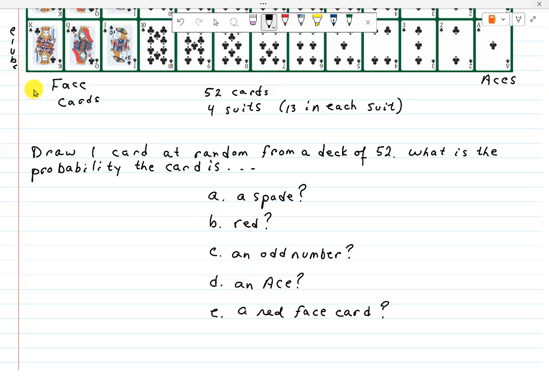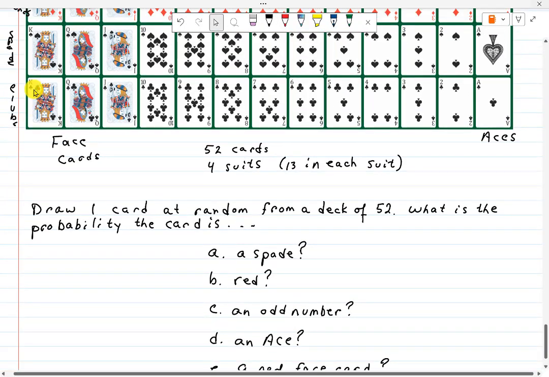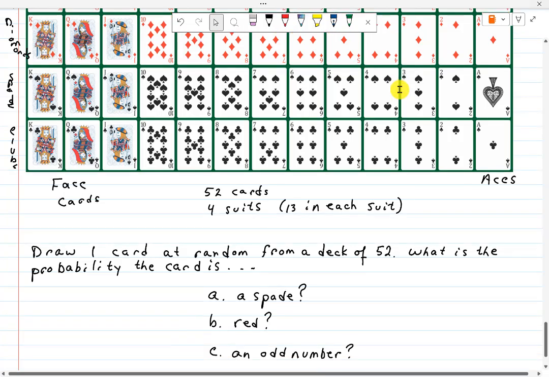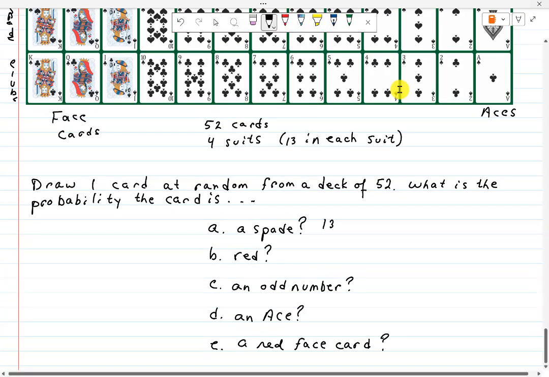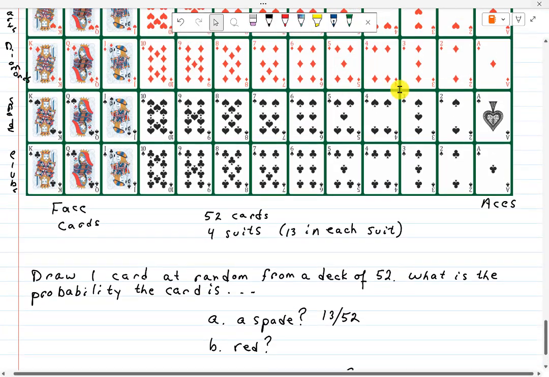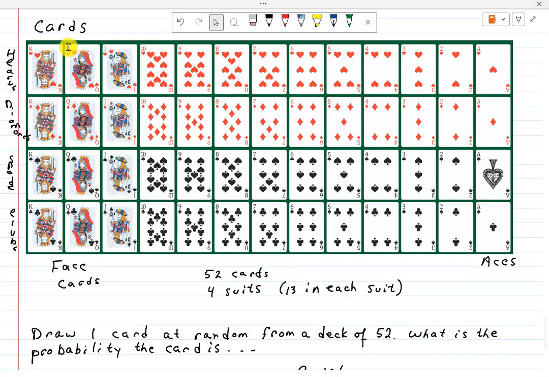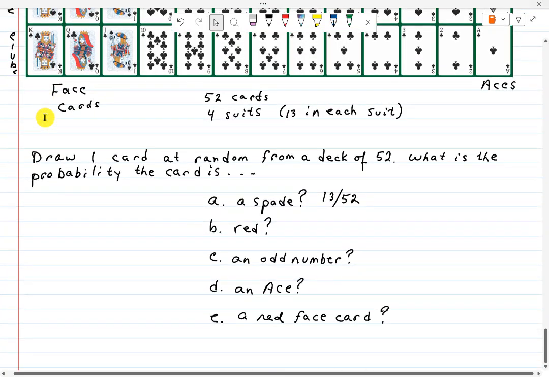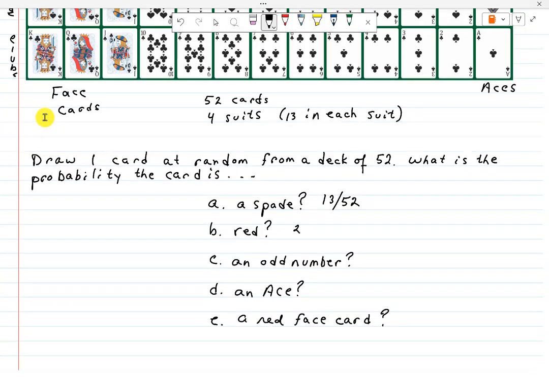So we'll start with the first one, a spade. Those are easy because the spades is one row here. There's a total of 13 of these cards out of a total of 52. So this one's really easy. It's just 13 out of 52. Now red, what's the probability of getting red? Well, you'll notice that rows 1 and 2 are all red. Since each row has 13 cards, I have 13 plus 13, which is 26. Or another way to look at it, that's exactly half the number that are in there. So we have 26 out of 52 for that.